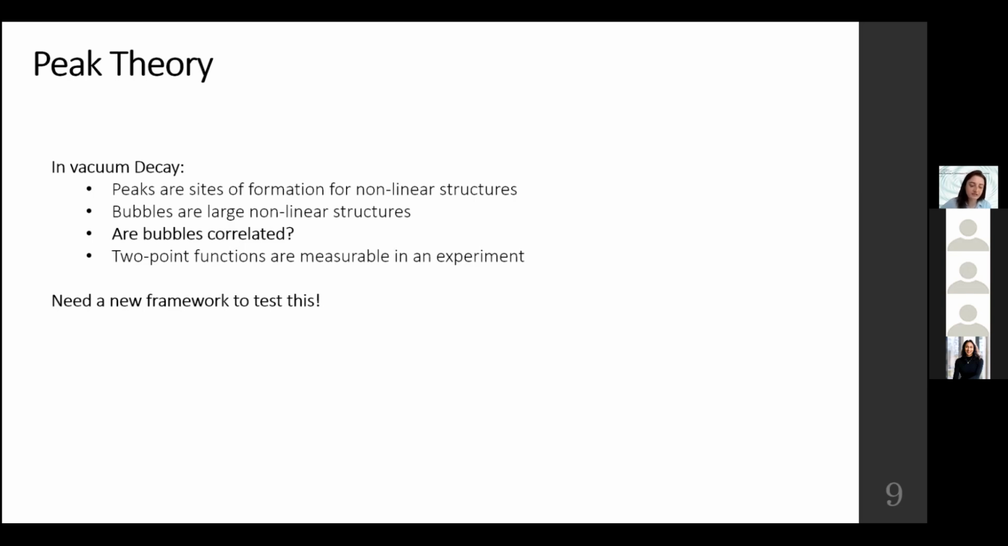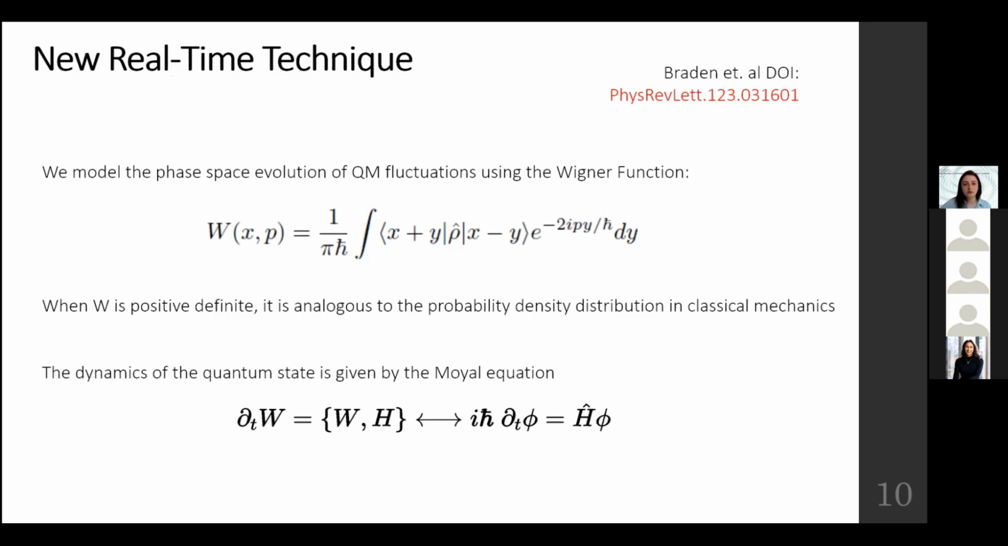But in order to do this, we need a completely new framework, since, as we were saying earlier, the classical mathematical framework for dealing with vacuum decay would be unable to; it is constructed in opposition to this observation. So we come now to this new technique that was developed by Jonathan Braden and several members in this audience.